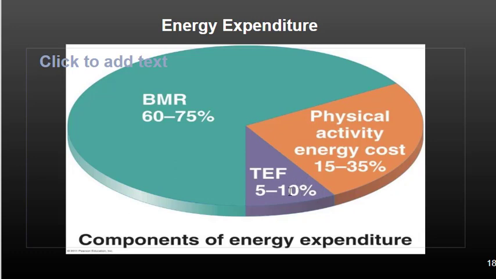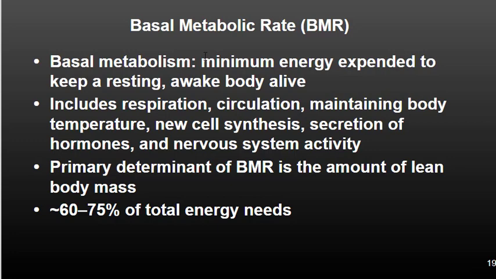So we can see here the basal metabolic rate refers to the energy required simply for staying alive: breathing, circulating your blood, maintaining body temperature, producing new cells. And people with a higher lean muscle mass will actually have a higher basal metabolic rate. And up to 75% of our total energy expenditure is basal metabolic rate.